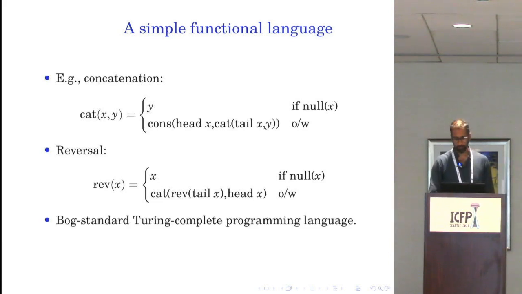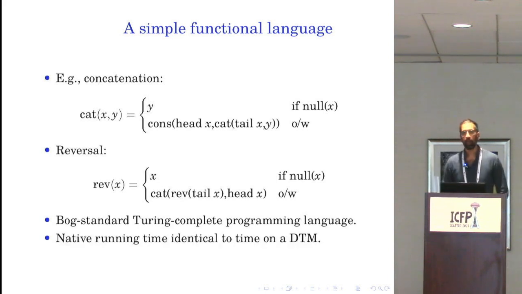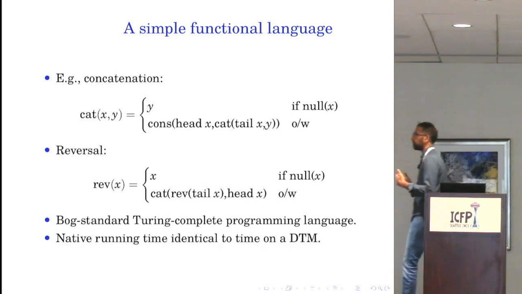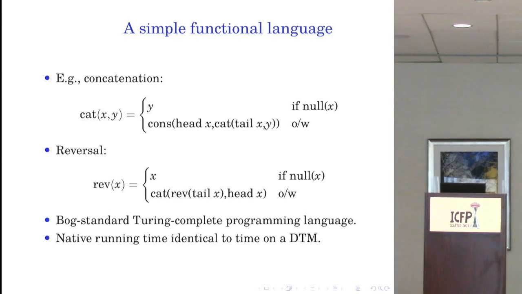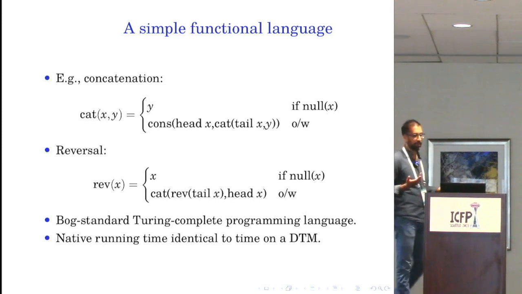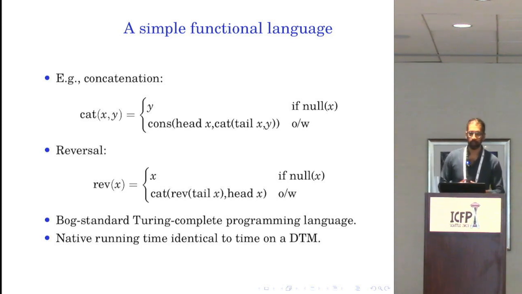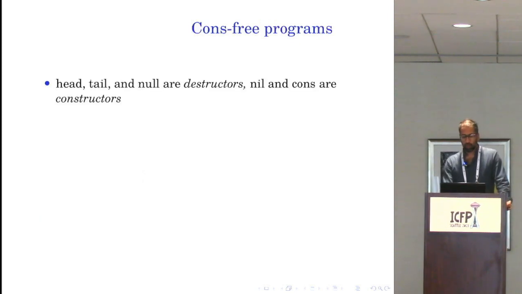Okay, so this is certainly a very plain Turing-complete programming language, and I want to remark that its running time, the time native to this language, is basically identical to time on a deterministic Turing machine, which is to say we can compile each model to the other in a way that basically preserves time. So now I want to say what I mean by a cons-free program.